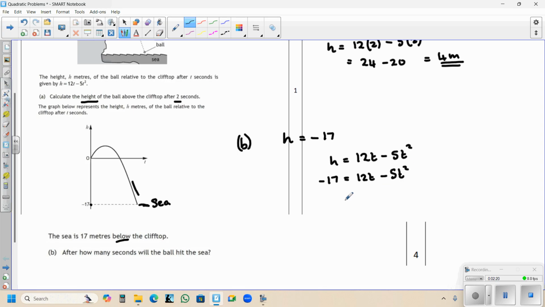This is your quadratic. So to solve a quadratic, we make it equal to 0, we factorise. So this is in the wrong order. I don't like that negative 5t squared, so I'm going to add 5t squared onto both sides. So I'll get 5t squared over here. I'm going to take away 12t from both sides. And the negative 17 is just going to stay there. And that equals 0. So now I've got a quadratic. I've got a positive squared term. So that's okay. I can work that out.